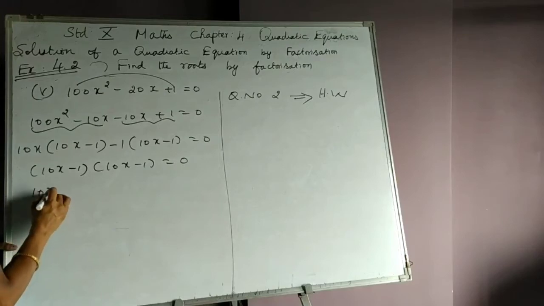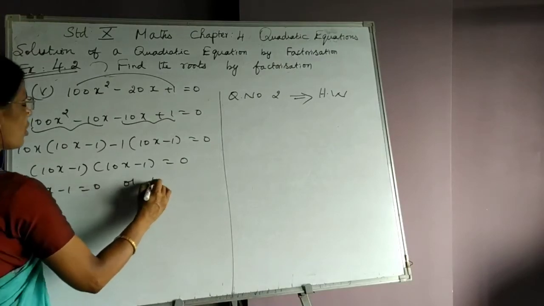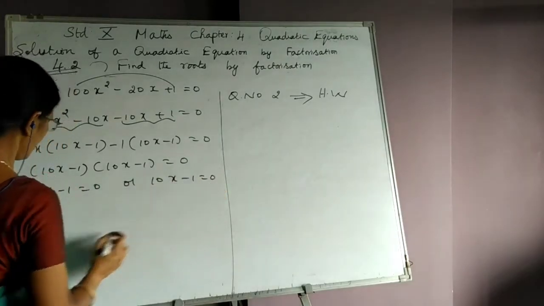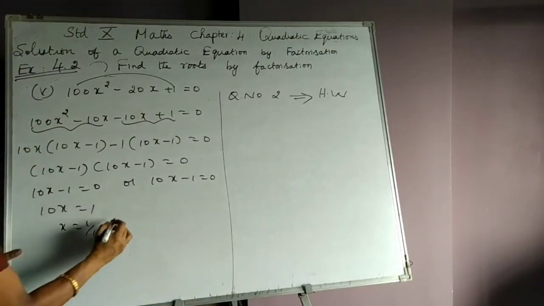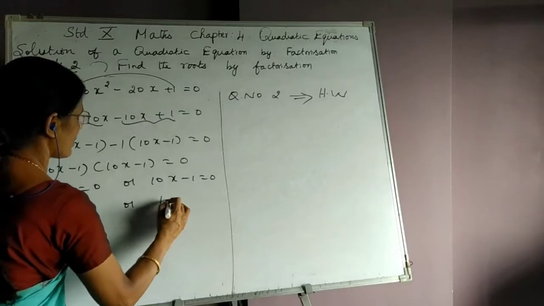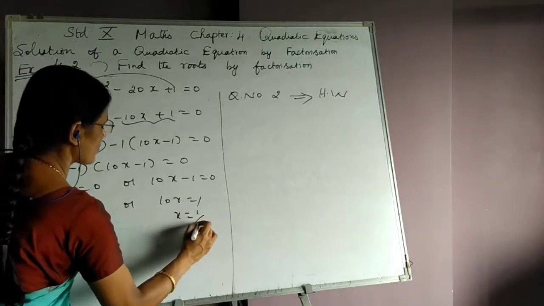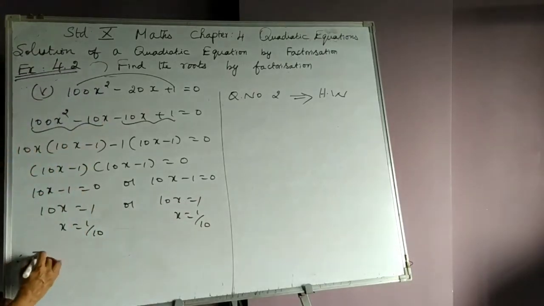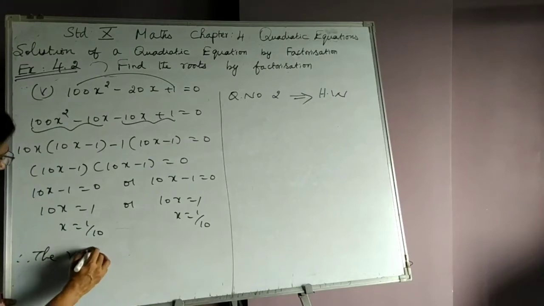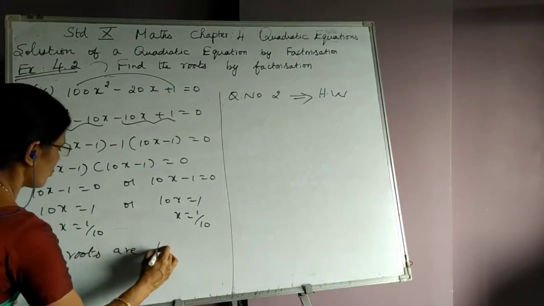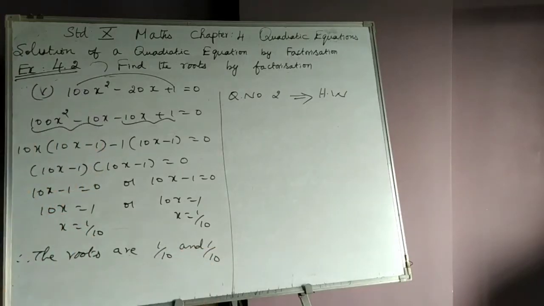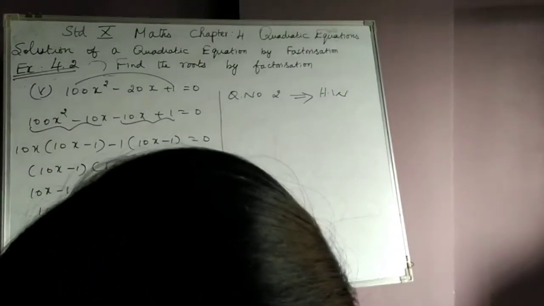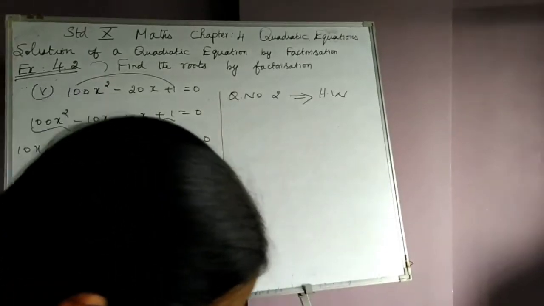Therefore we get 10x minus 1 equal to 0 or 10x minus 1 equal to 0. 10x equal to 1, x is equal to 1 upon 10. Here also we get 10x equal to 1, x is 1 upon 10. Here too the roots are repeated like the previous sum. The roots are 1 upon 10 and 1 upon 10. The roots can be distinct or the roots can be repeated also.